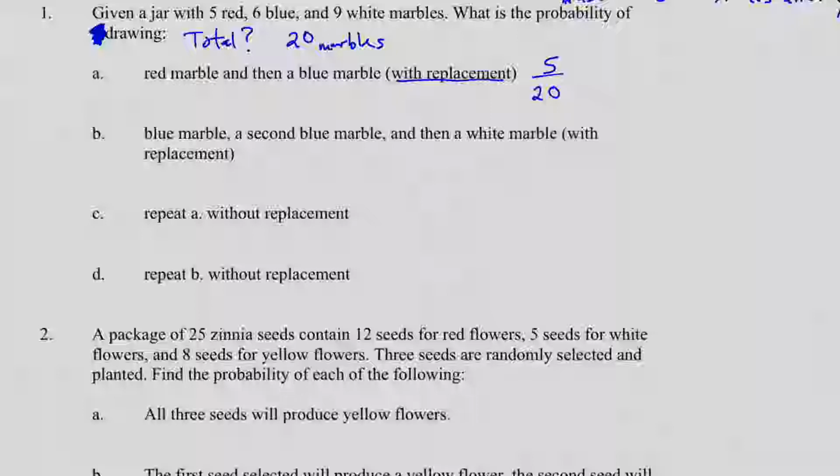And then we're going to replace it. We're putting it back into the jar, so we still have 20. So the second event has 20 total. But how many blue marbles are there? 6. So that's your calculation there. Now, let's talk about this calculation. If you don't have a calculator, typically you go straight across the top and straight across the bottom. If you did that, you would get 30 over 400.